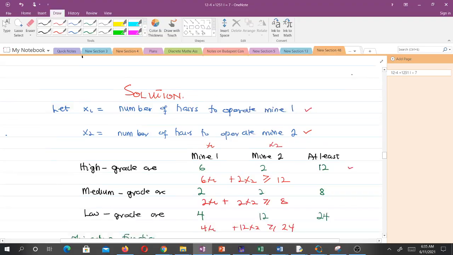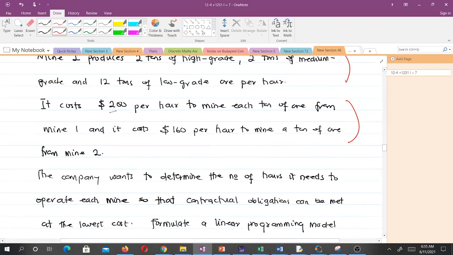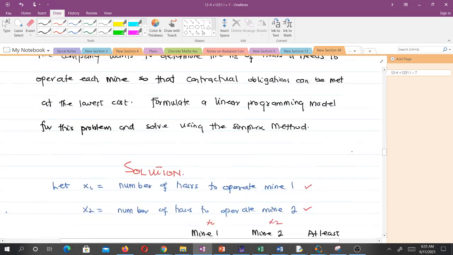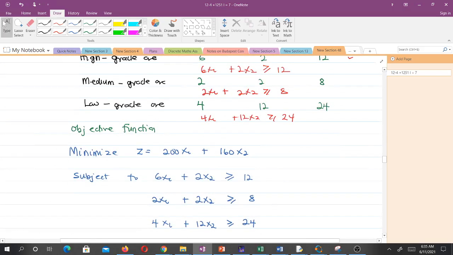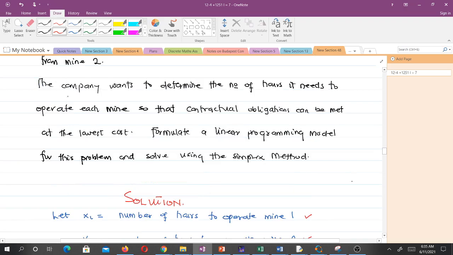And the objective function, you see, it says that it costs $200 per hour to mine each ton of ore from mine 1 and $160 from mine 2. So taking those two, the objective function is going to be 200x1 plus 160x2. And as to whether we are minimizing or maximizing, you could see in the question it said that the company wants to determine the number of hours it needs to operate each mine so that contractual obligations can be met at the lowest cost.